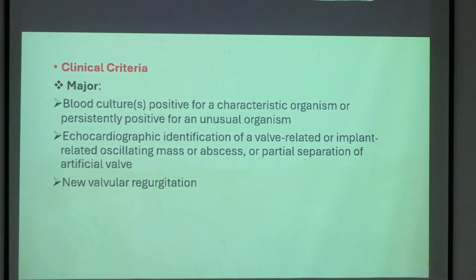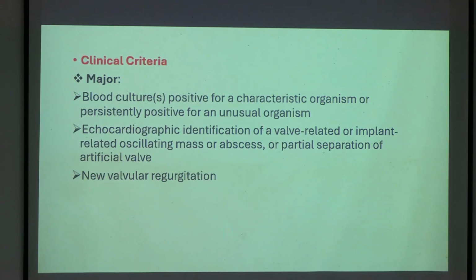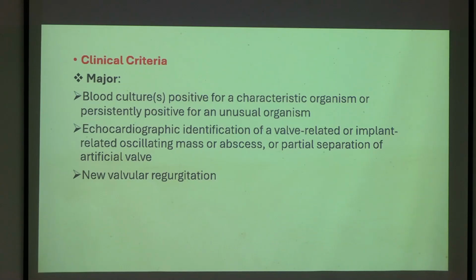Next is the clinical criteria. Under clinical criteria, first is major criteria, then there will be minor criteria, okay. So in the major criteria, what are there? So first is blood culture, okay. So blood culture will be positive for characteristic organism or persistently positive for an unusual organism. So first I have done culture from the vegetations, okay, but here we are doing the blood culture, okay. So blood culture we are doing to find the characteristic organism, what is the main organism here.